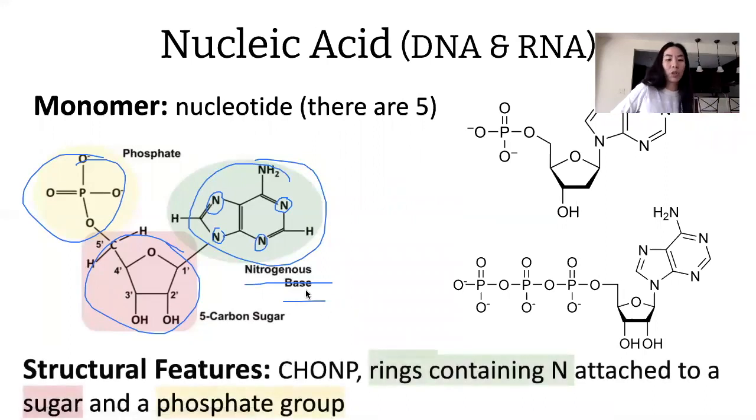Structural features, so CHOMP, you have phosphorus with this. Rings containing nitrogen, the green, attached to a sugar, which is this reddish color, and then you have a phosphate group, which can range from 1 to 3 phosphates.